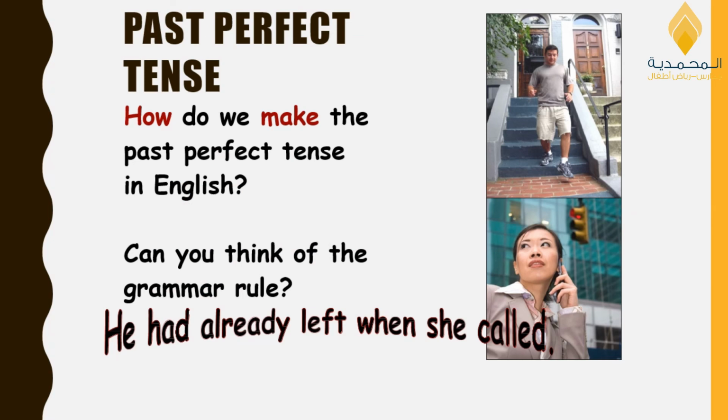Past perfect tense. How do we make the past perfect tense in English? Can you think of the grammar rules? Let's have a quick look at this example. He had already left when she called. So, we start with the subject, then it's followed by the helping verb had, and remember, for all subjects, we are going to use had, and after that, we have verb 3 of the main verb. This is left, that means leave.